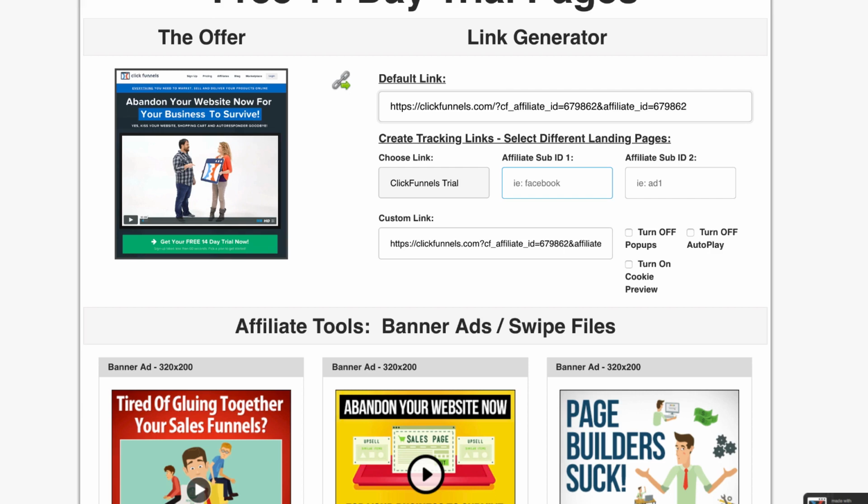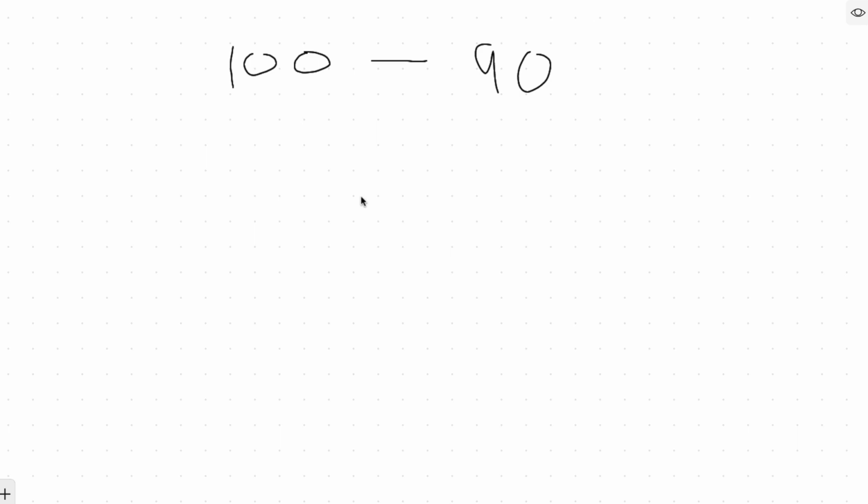Or we could do solo ads, or Facebook, right? So there's literally all of these ways where you can track specifically where things are coming from. So your most important number when you're trying to get trials with ClickFunnels with paid advertising is how much it costs you to get one trial. So you get paid $38, we'll just say $38 per trial, per month.